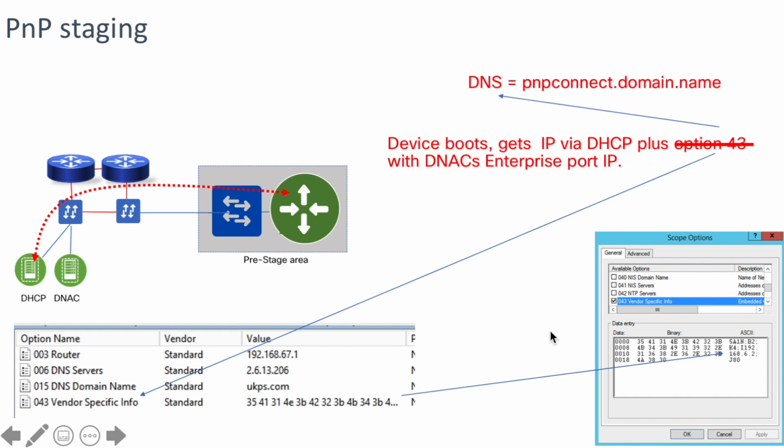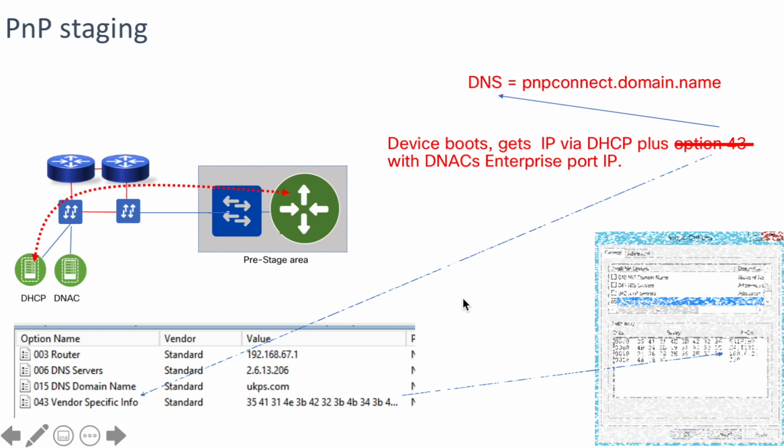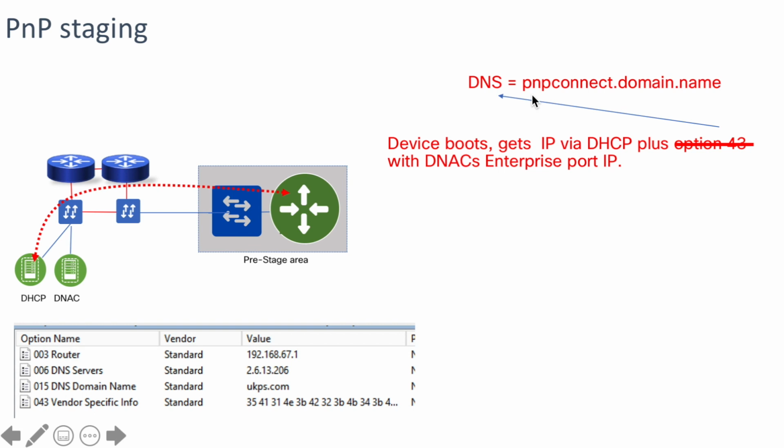However, if not using option 43, you can leverage DNS. The same reachability is needed. The agent still needs to be able to route to the server. However, how the DNS option works is the agent tries to resolve plug and play connect.domain name, where the domain name is the domain name that's offered by the DHCP server. So sure, you have an A record for this. In my case, the DHCP server is also the DNS server.